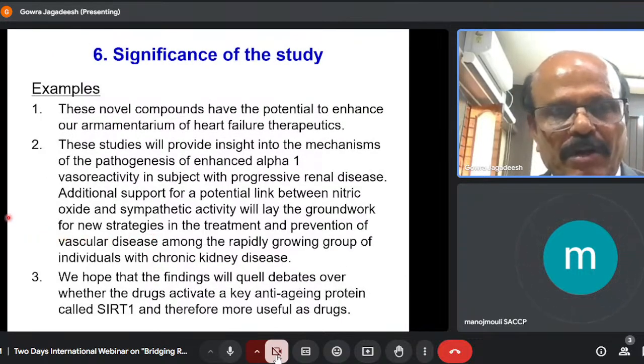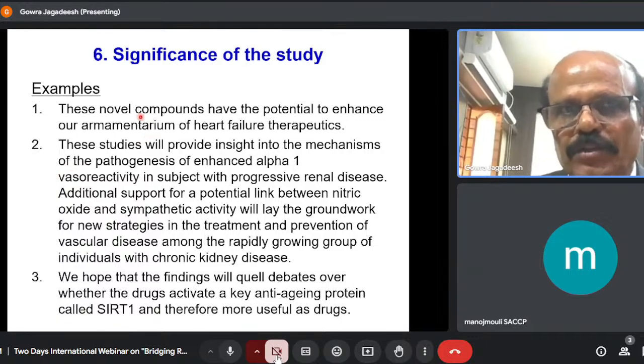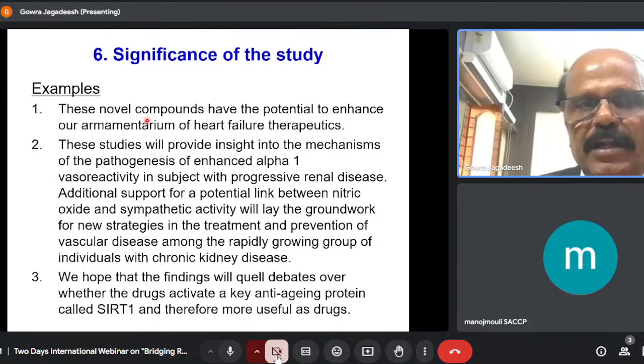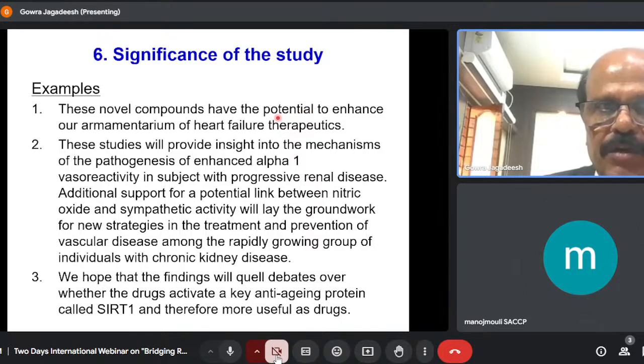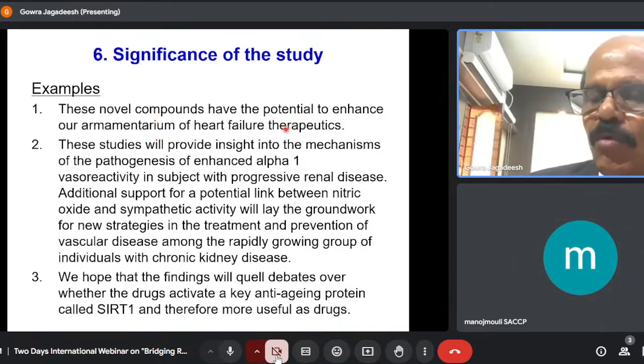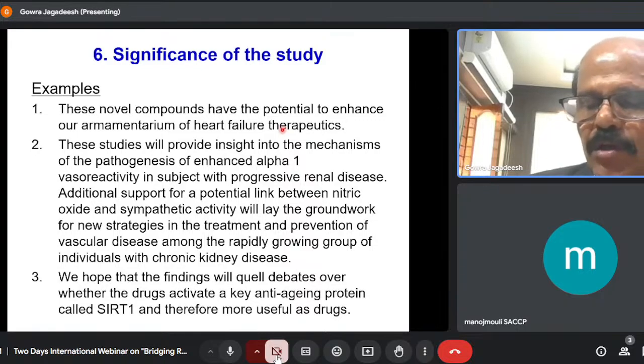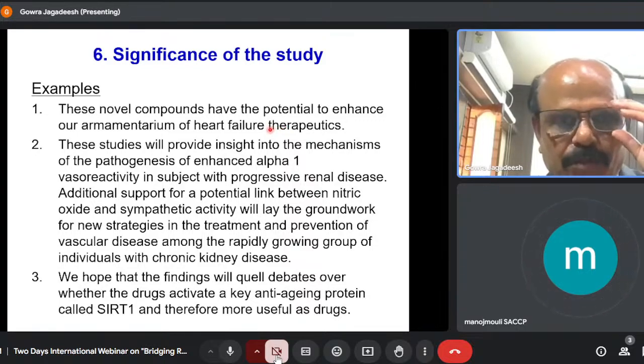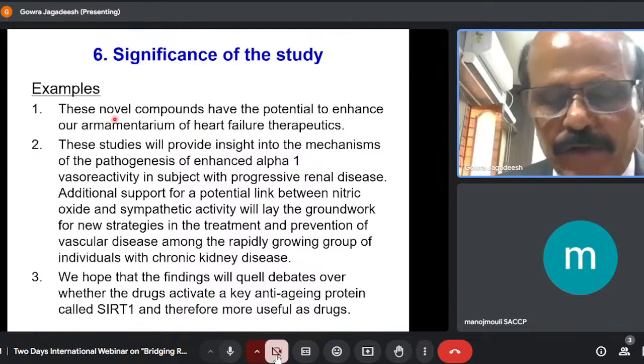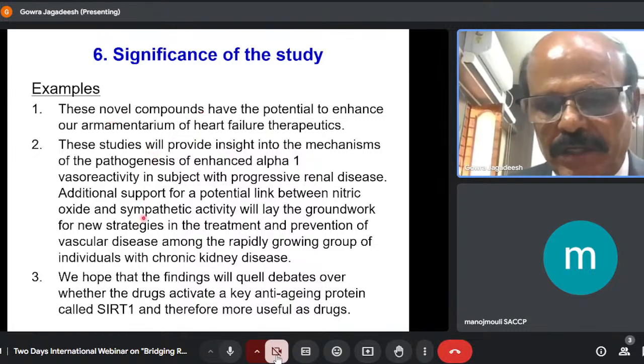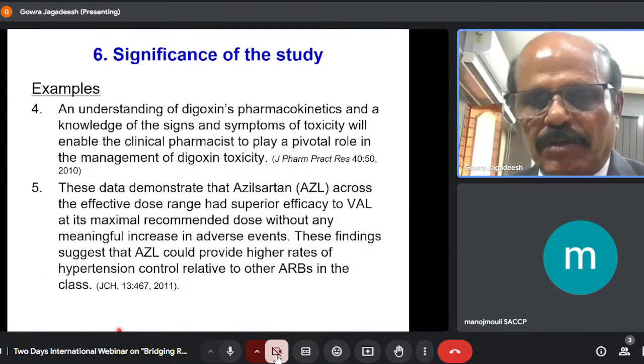But for example, I'll give a lot of examples of how to write it. If it's a new drug in a particular class, you can say that these compounds have the potential to enhance our armamentarium of heart failure therapeutics. One more drug you are adding, which inhibits the myosin, so that congestive heart failure can be overcome. You can add to this, or any mechanisms you study. So some of these examples are given here.